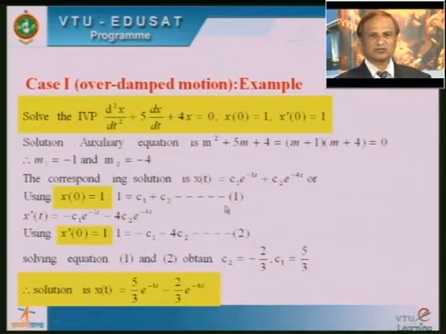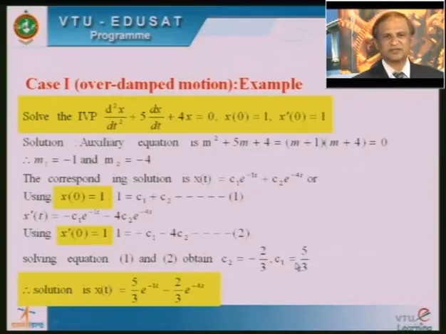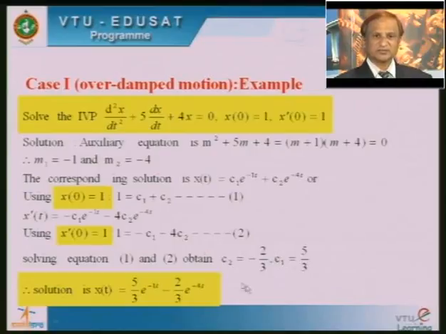Is it clear? So now I want to solve these two equations. Two equations and two unknowns. We know many methods. By using any one of the methods, we can very easily obtain C1 and C2. I hope you will get C1 is equal to 5 by 3 and C2 is equal to minus 2 by 3. So we can substitute these values in this equation. I hope we can obtain a particular solution, namely x of t is equal to 5 by 3 into e to the power minus 1 into t minus 2 by 3 into e to the power minus 4t, which is the particular solution of the given differential equation.